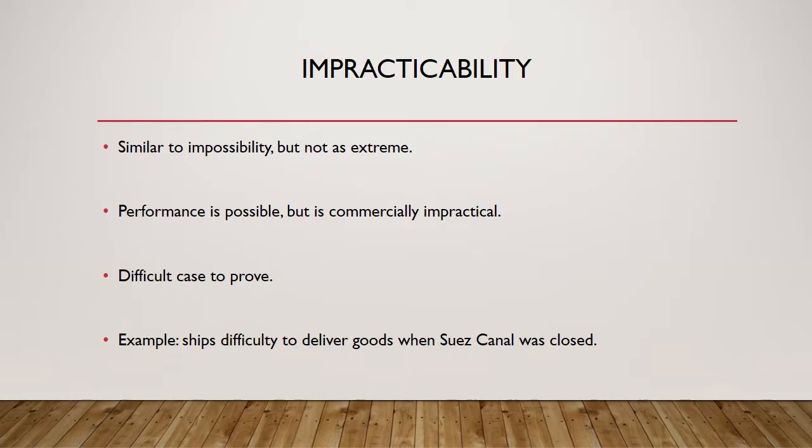Impracticability is similar to impossibility, but it's not as extreme. It's where performance is possible, but it's just commercially impractical, meaning that it could be done, but it's going to be a lot more expensive or more difficult to accomplish. Impracticability is one in which it's difficult to prove when that happens. When you really have a commercially impractical scenario, it's difficult to pinpoint that, and courts just really don't apply this doctrine very often.